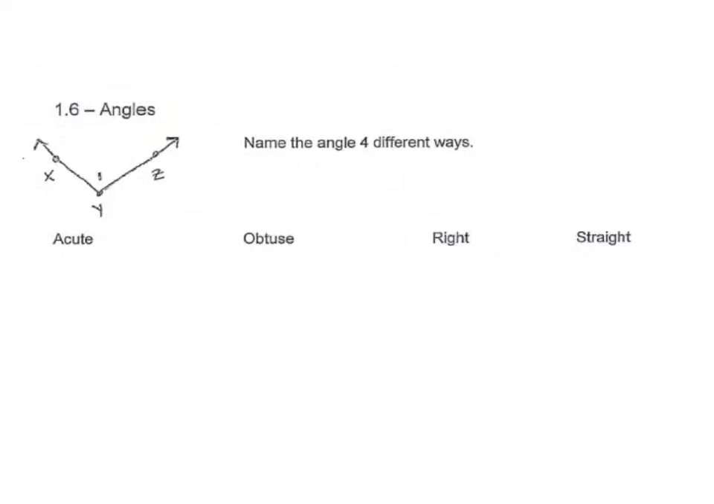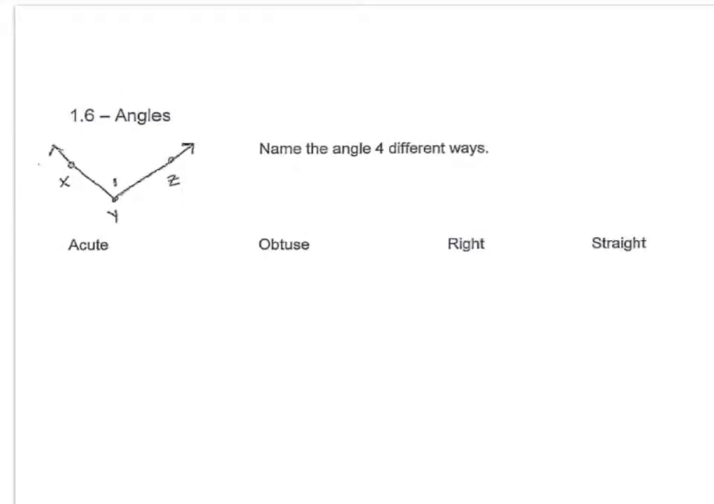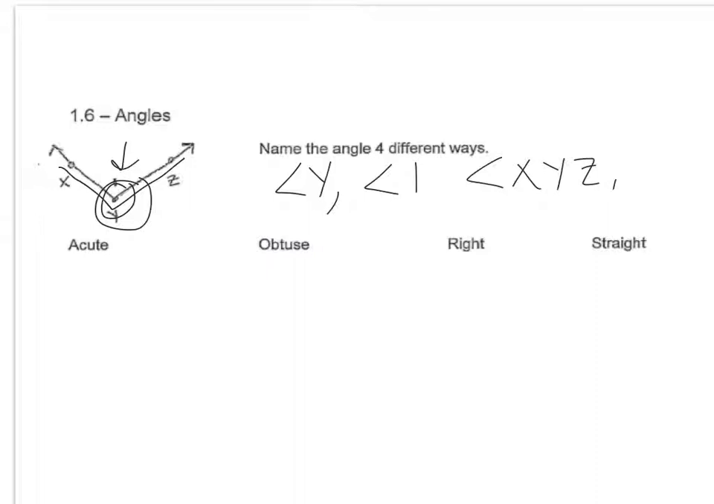Okay, to name this angle four different ways. You can name it by its vertex. So the vertex is at y, so angle y. You can name it by the number that's inside, which is angle 1. You can name it by doing x, y, z, because y is the middle letter, because it is the vertex. Or you can go the other way and go z, y, x, angle z, y, x.